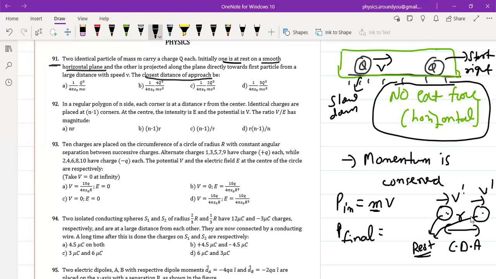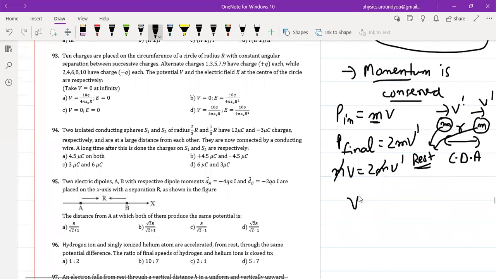Okay. So wherever you find closest distance of approach, the hint is that at that moment when the distance is the closest, both of them will have the same velocities. Let those velocities be v dash and v dash respectively. So what is going to be the final momentum? Since both of them have the same mass, the final momentum shall be 2mv dash. I'm equating the initial and final momentum since momentum is conserved. So I have mv equal to 2mv dash. That cancels m on both sides and gives me v dash equal to v by 2.